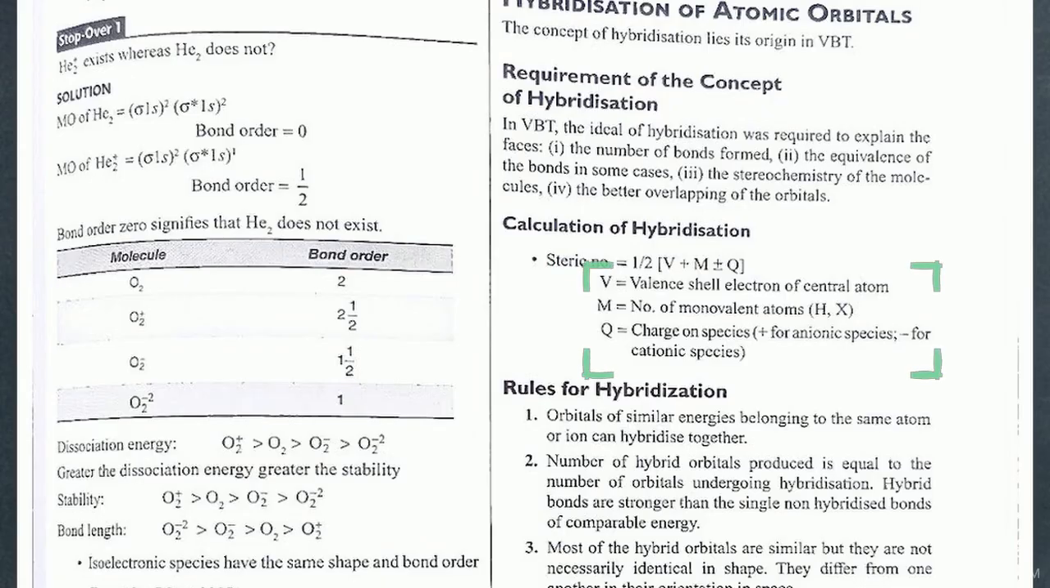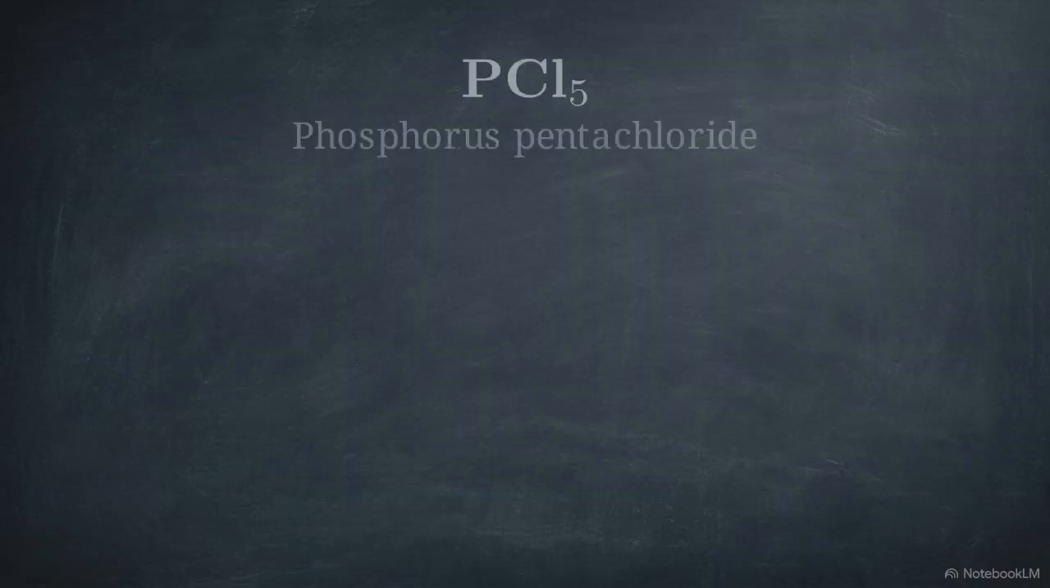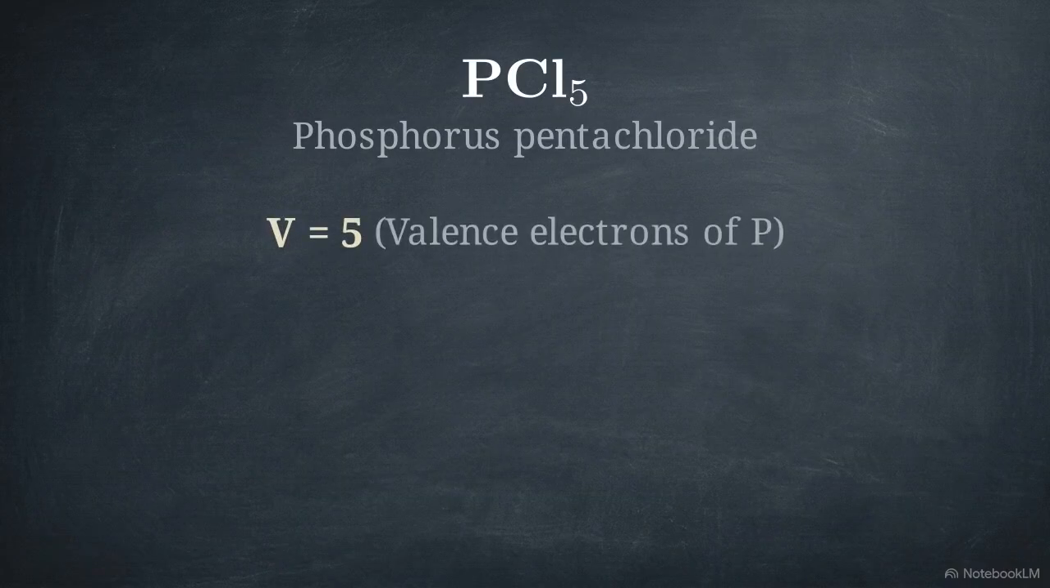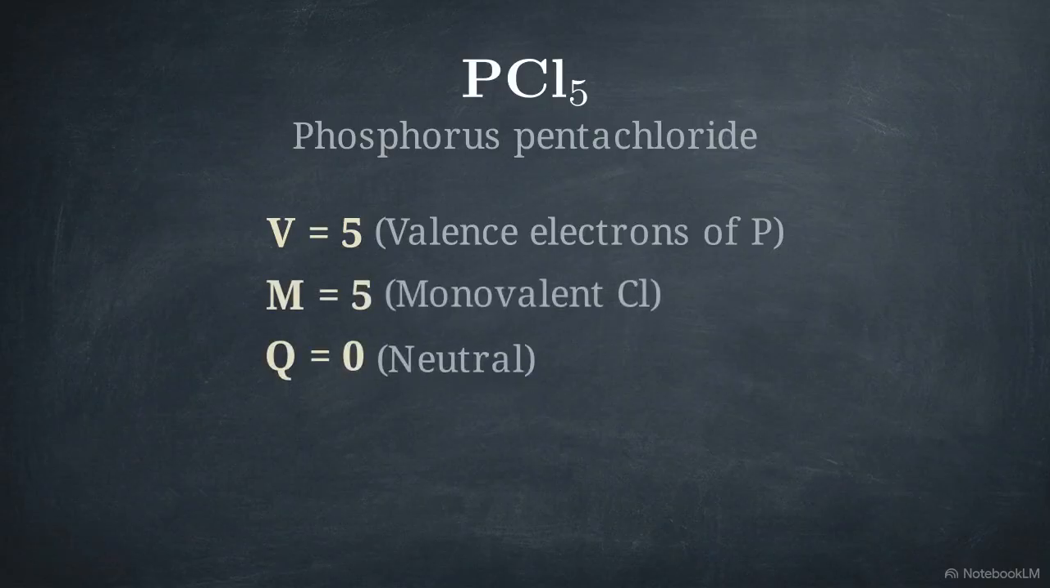V is the central atom's valence electrons, M is attached monovalent atoms, like hydrogen or halogens, and Q is the net charge. For phosphorus pentachloride, we add 5 valence electrons and 5 monovalent chlorines. Half of 10 gives a steric number of 5, an sp3d hybridization.